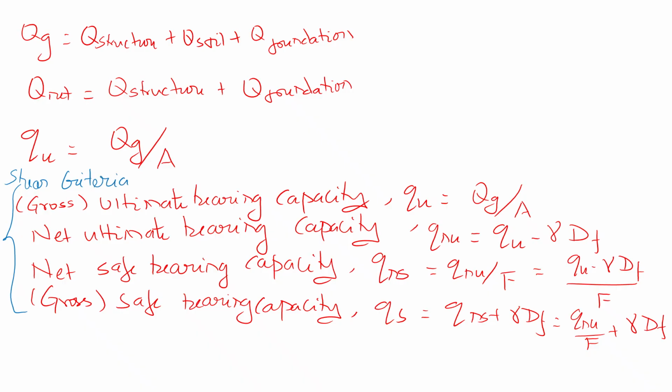What is settlement criteria? We should ensure the net load on the soil, if applied, should not exceed the permissible settlement value of its particular type. So QNP is safe bearing pressure. It's safe bearing pressure. This is settlement criteria.